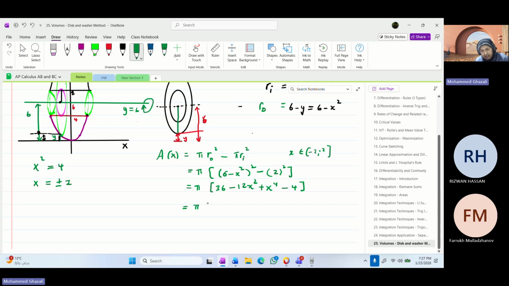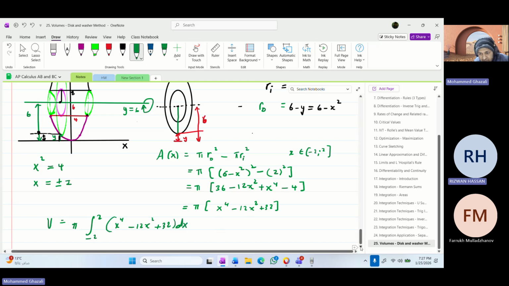So you're going to have pi, that's x to the power 4 minus 12x squared, 36 minus 4 is plus 32. So the volume is equal to the integral from negative 2 to 2. I can take the pi out. Isn't this an even function as well? Yes, just look at the function and check whether it's even or odd. It's x to the power 4 minus 12x squared plus 32 dx. This is another even function, so we can make it 2 pi.